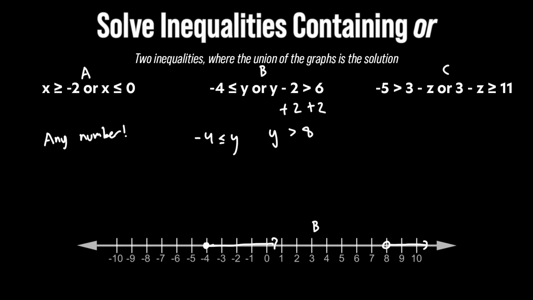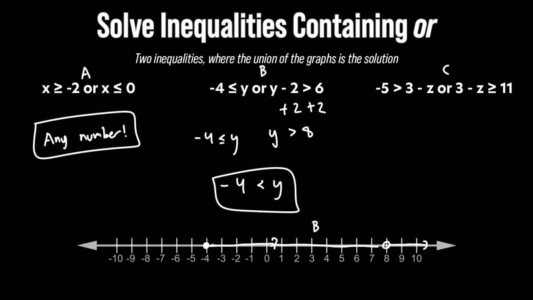Now, both of these inequalities are pointing in the same direction on the number line. However, -4 completely encapsulates 8 and beyond as well. So really, the second inequality doesn't matter because it's just asking for a number greater than -4, which includes any value greater than 8. So it's going to be any number that's greater than or equal to -4. How about this last one here?